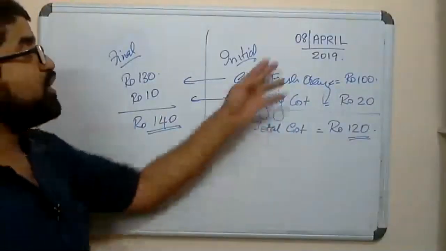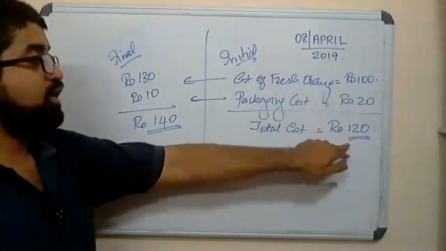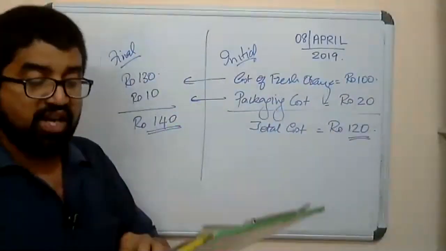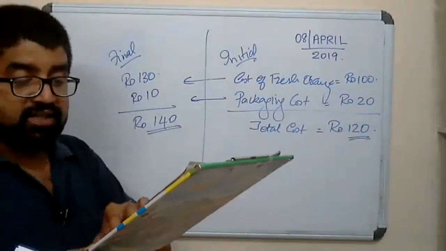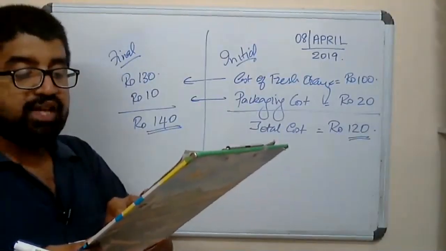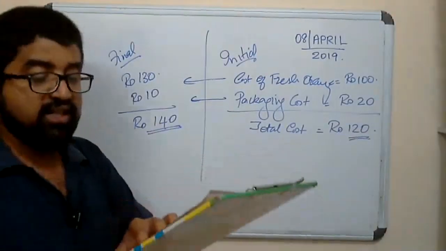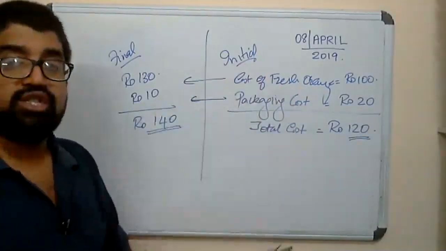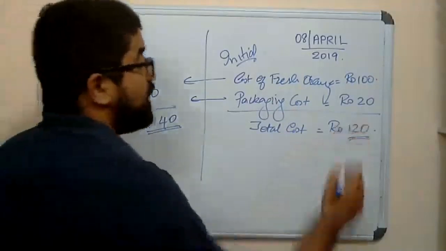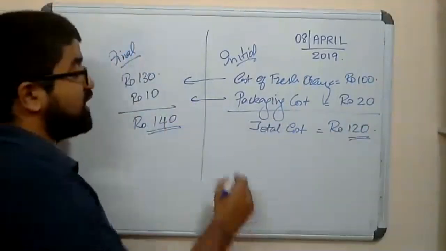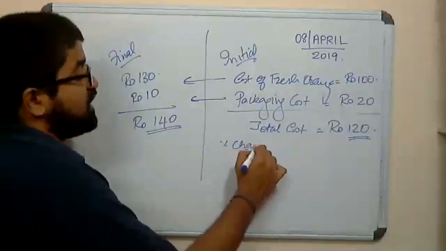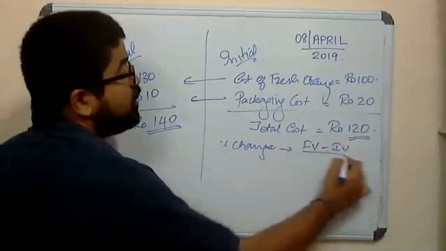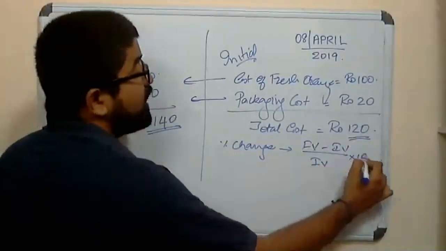So I can see that before the revision happened, the total cost was 120. After this revision, the total cost comes to 140. Now they are asking us, what is the percentage change of the cost of packed oranges? Given that the total cost is equal to cost of the orange plus package cost. So I can say that the initial value is 120, the final value is 140. The percentage change will be final value minus initial value upon initial value into 100.